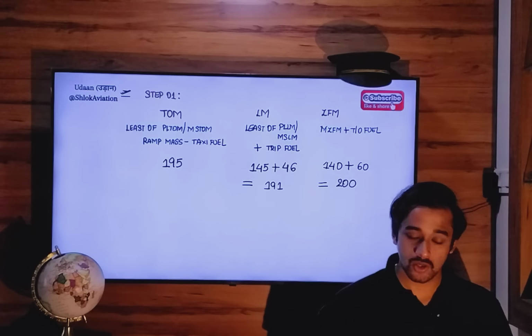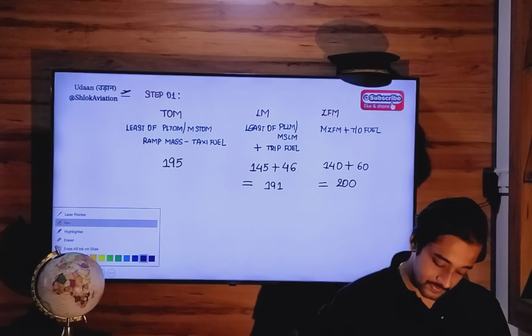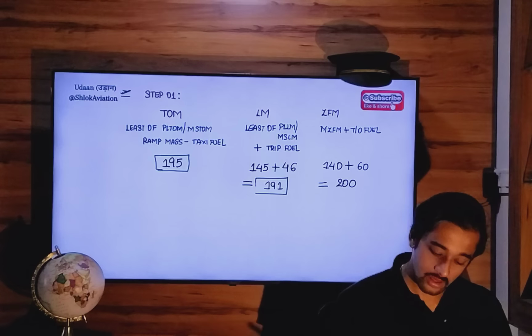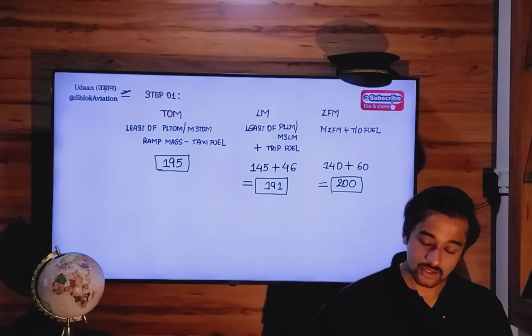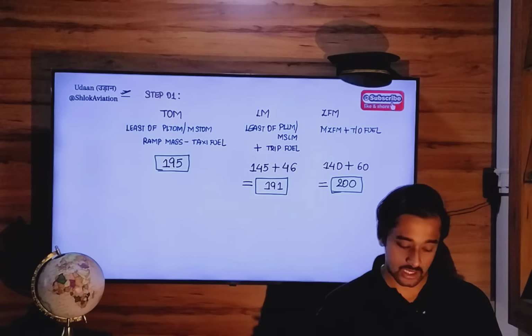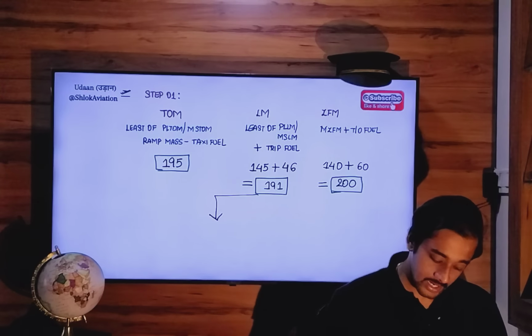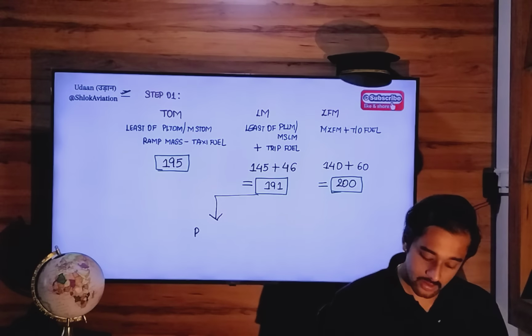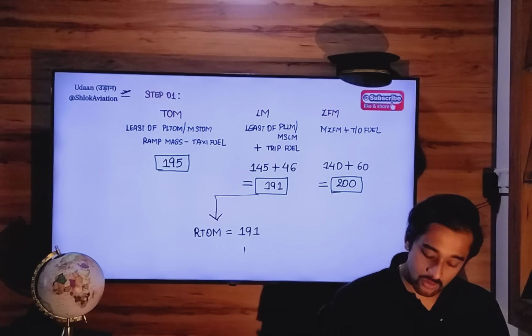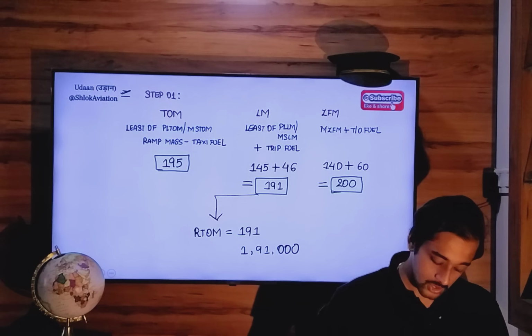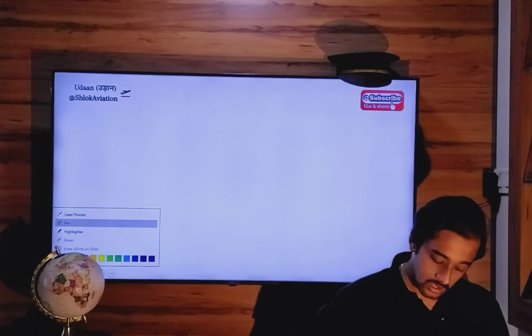Now we have three possible takeoff values: 195, 191 and 200. So out of these three values, the least value is 191. So your regulated takeoff mass is going to be 191 or 191,000 kg.